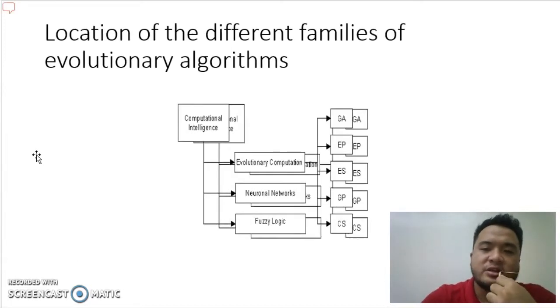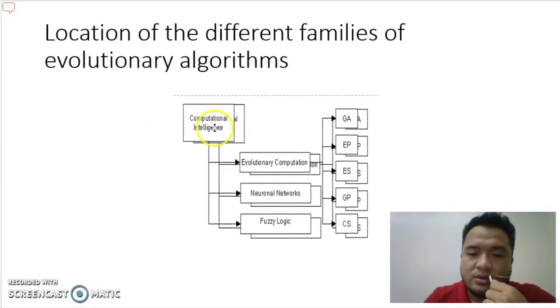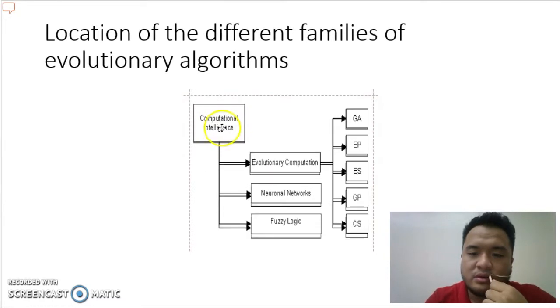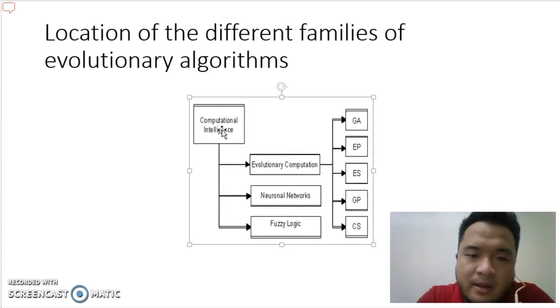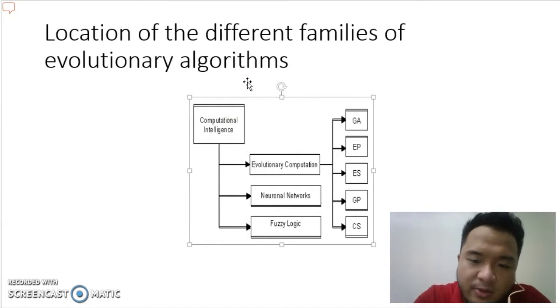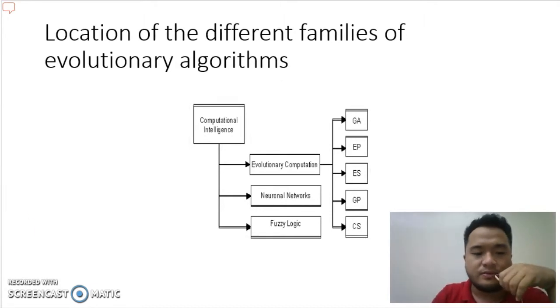So this is the location of the different families of evolutionary algorithm. Later, I'll explain the different types of evolutionary algorithm. First is computational intelligence. Then there is evolutionary computation, neural networks, and fuzzy logic. In evolutionary computation, there are GA, EP, ES, GP, and CS. I'll explain them later.